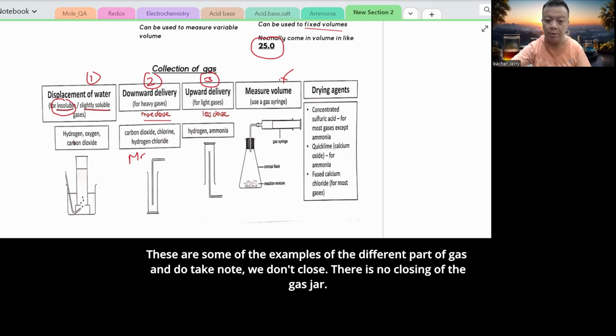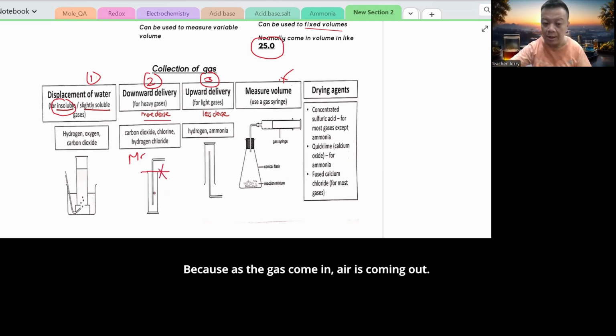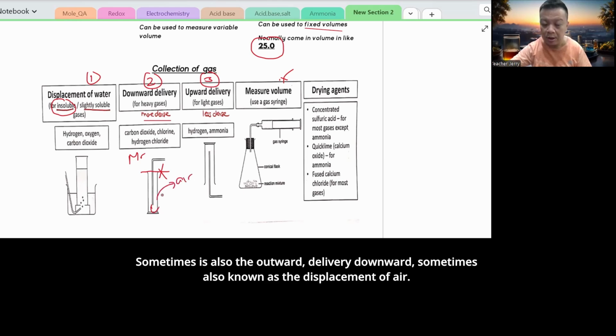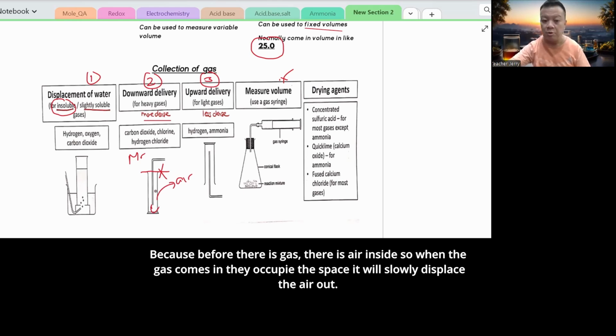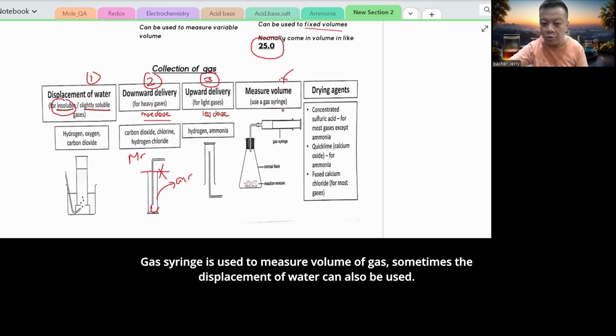These are some examples of the different types of gas. Do take note that there is no closing of the gas jar, because as the gas comes in, air is coming out. Downward delivery is also sometimes known as displacement of air. Before there's gas, there's air inside, so when the gas comes in and occupies the space, it slowly displaces the air out. The gas syringe is used to measure the volume of gas. Sometimes displacement of water can also be used.